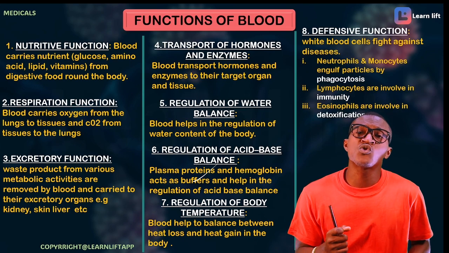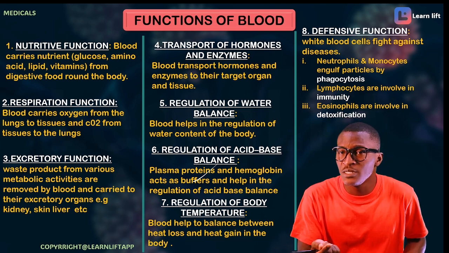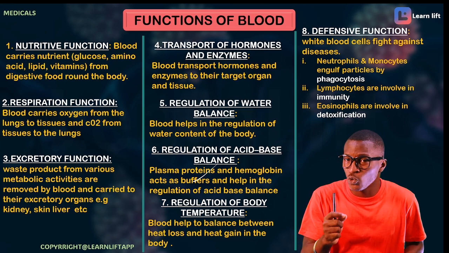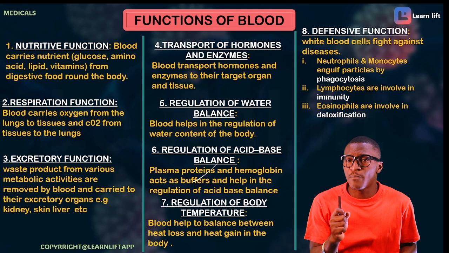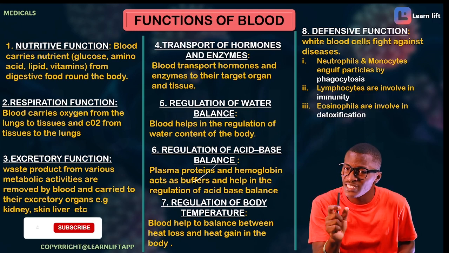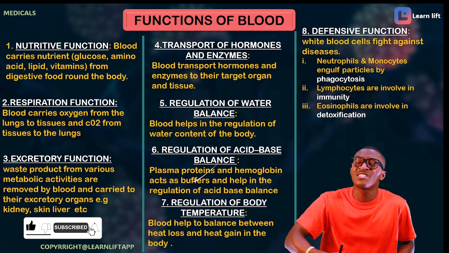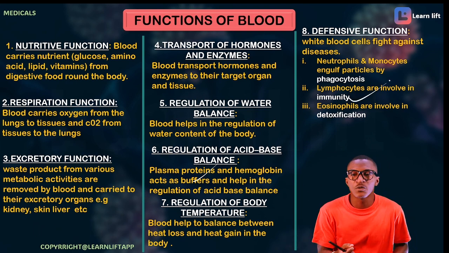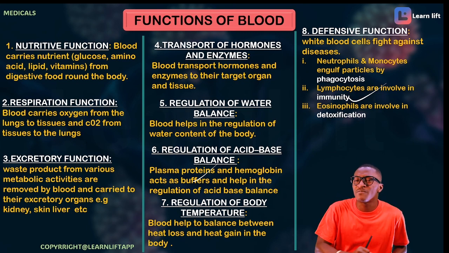Take note that blood also helps for defensive function. Now under this, you should know that white blood cells fight against diseases. Now specific white blood cells have their specific function. Your neutrophil and your monocyte help to engulf the particles by a process called phagocytosis. We're going to explain that in excitable tissues. Also take note that your lymphocytes are involved in immunity. Please take note of that. That's a past question. Who is involved in immunity? Lymphocytes. Immunity, lymphocyte. While your xenophile helps to detoxify.